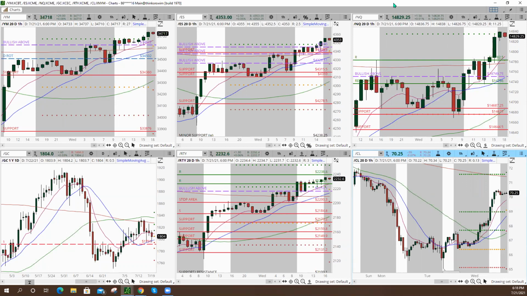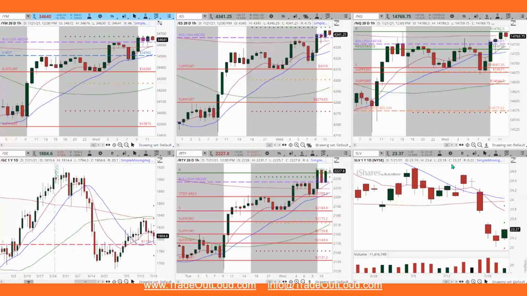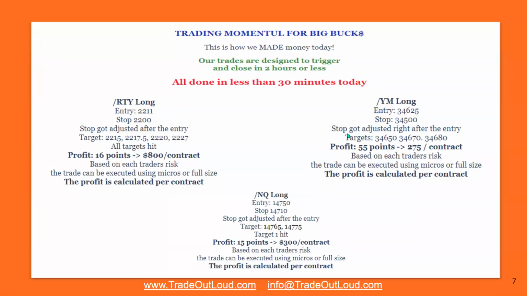3 trades and done. How cool is that? Okay. Here are the trades for today. RTY, YM, and NASDAQ with clear entry stops, targets, profit points, 16 points.